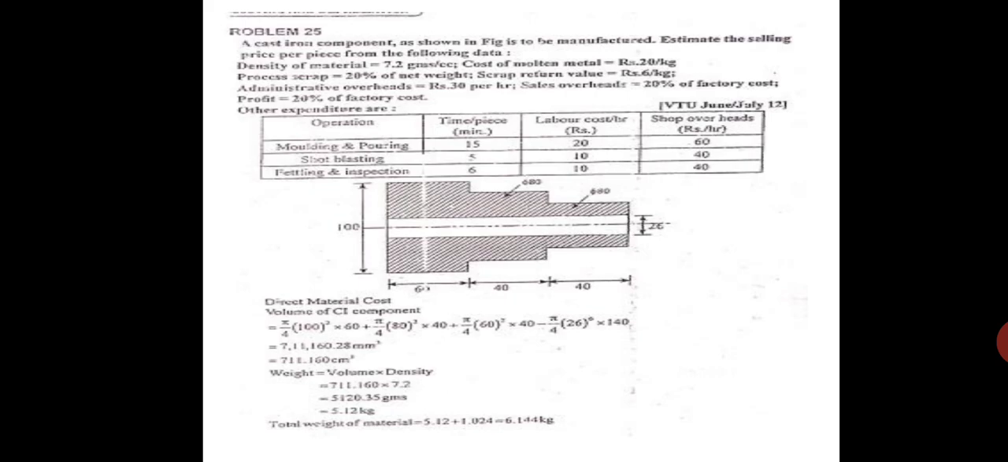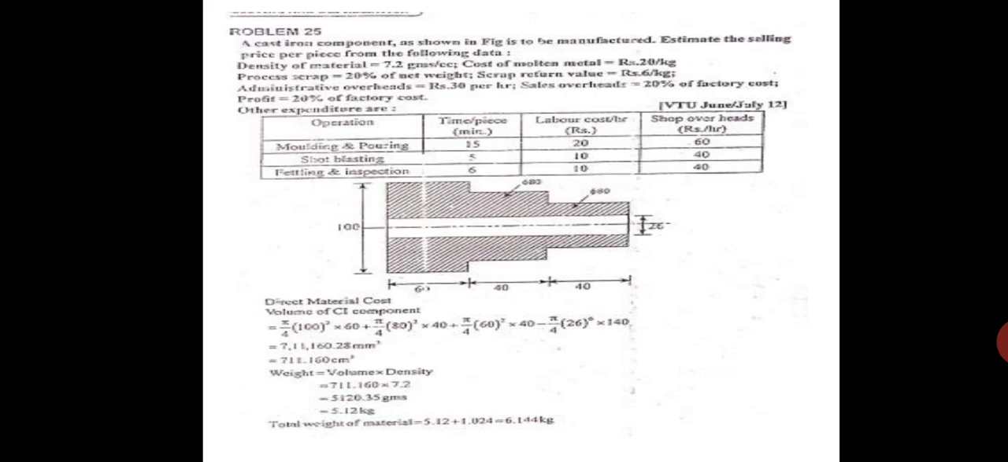The problem reads like this: a cast iron component as shown in the figure is to be manufactured. Estimate the selling price per piece from the following data. You have to estimate the selling price. Density of the material, cast iron, is 7.2 grams per cc. Cost of the molten metal is rupees 20 per kg. Process scrap is 20% of the net weight.